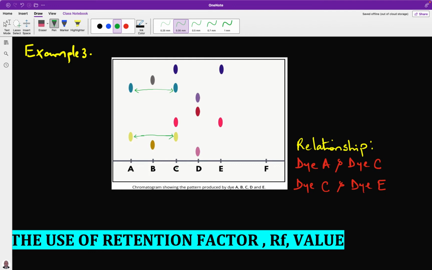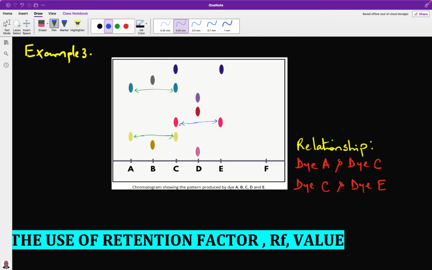Let's go to C. Dye C has yellow, which is only present in A. We have already mentioned that. It has red. And if you look at the red in dye C, it is also present in dye E. So we now say dye C has something in common with dye E.